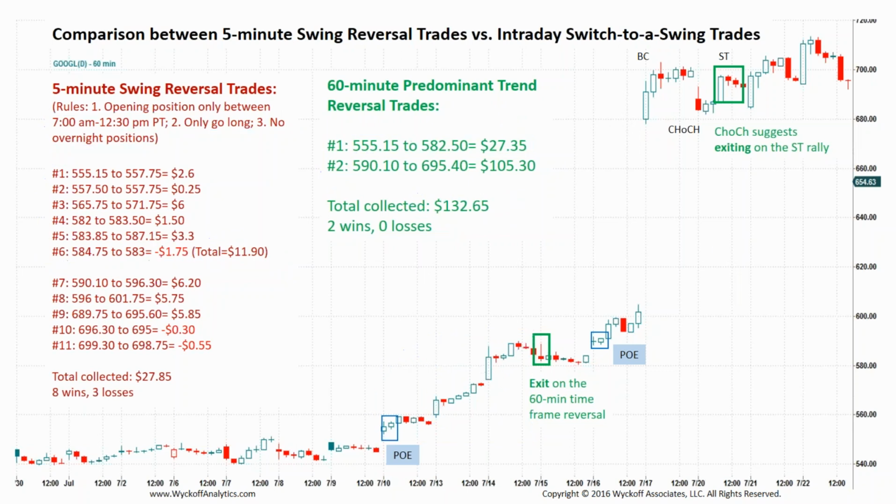So therefore, even on this small example right here on this trade, we could see that it's better, at the correct timing, to make that switch.